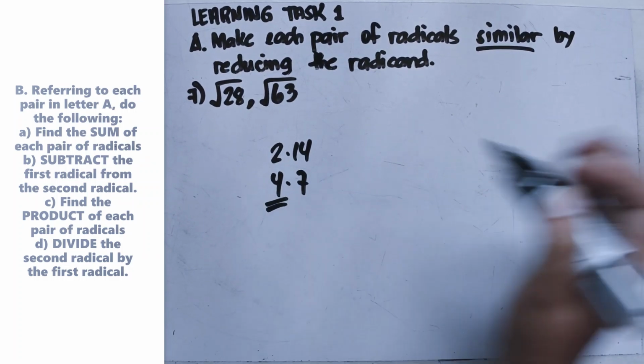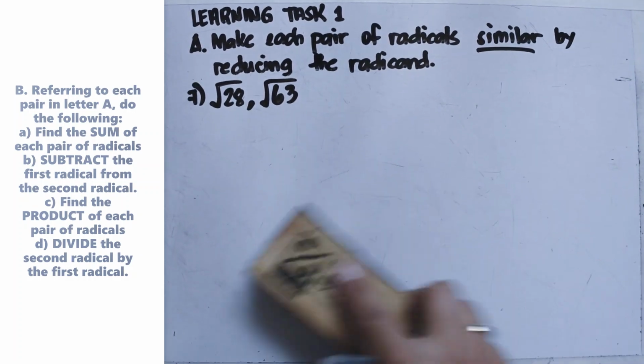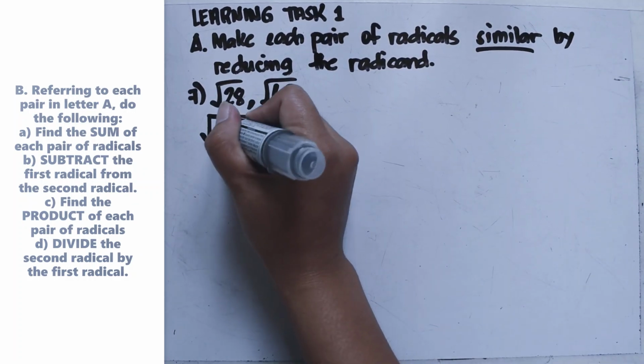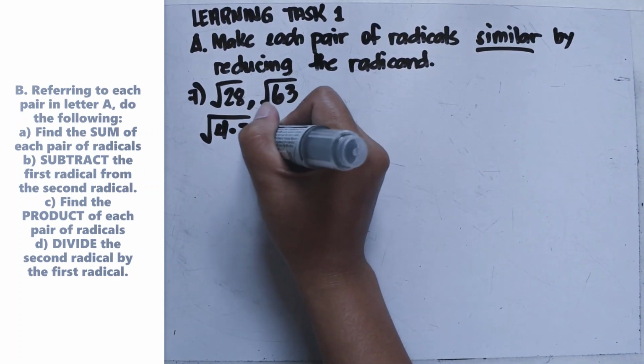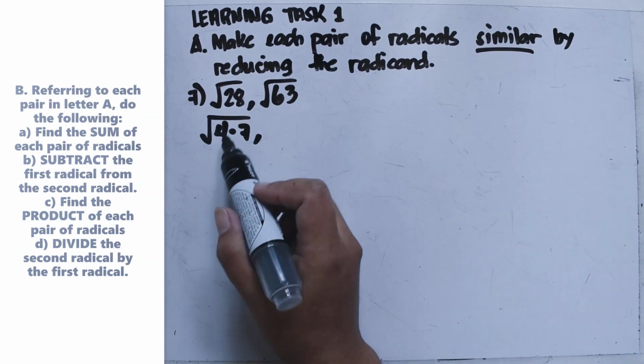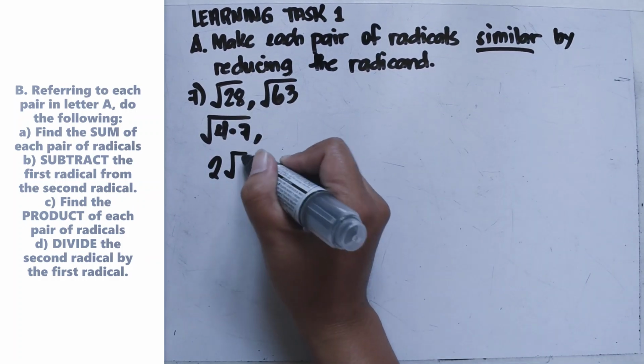Siyempre, ang kukunin natin is yung may perfect square. So therefore, gagamitin natin ay si 4 times 7. Bago tayo mag-proceed dito, simplify ko na to. What is the square root of 4? So yun po ay 2 and then square root of 7.